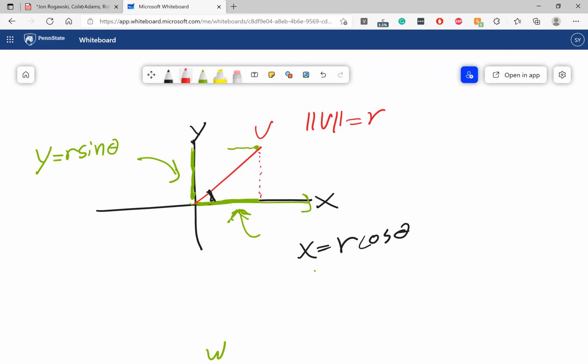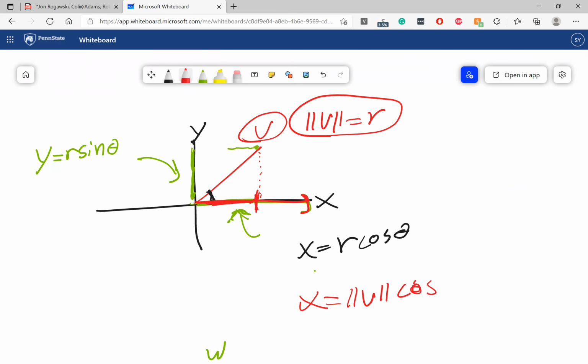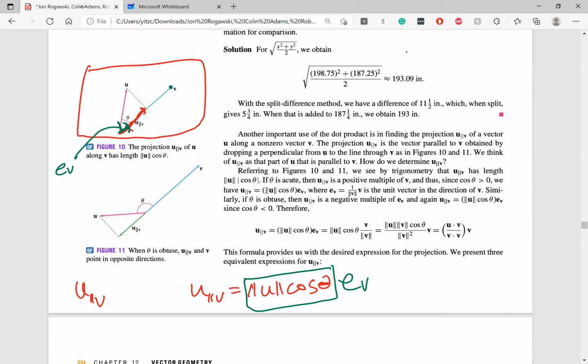But we know that if you're projecting this vector onto this vector, in order to find the length, which is this length over here, you look at the magnitude of your original vector, which we said was r. So x is equal to the magnitude of the original vector, which is the magnitude of v, times cosine of theta. So that's right here, magnitude of u times cosine theta. But in order to find the actual vector, you just multiply by the unit vector of v. This is the same as the magnitude of u times cosine theta, and then the unit vector we know is v over the magnitude of v.